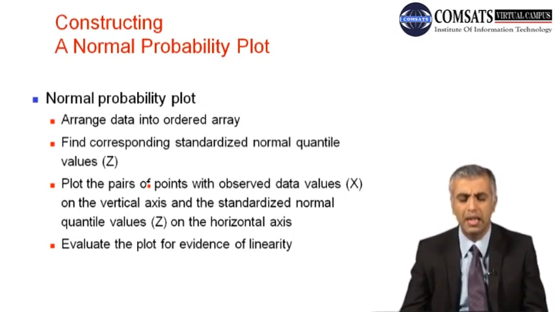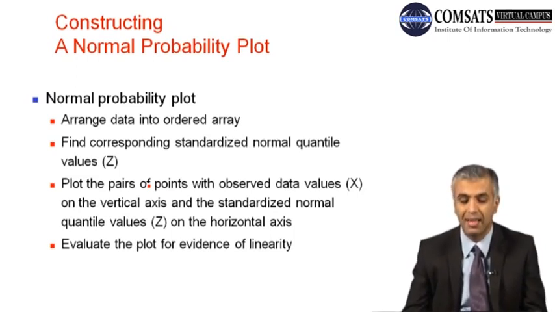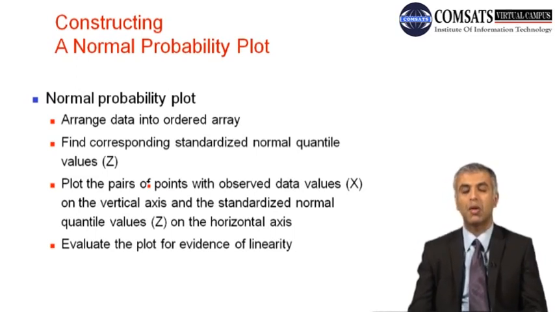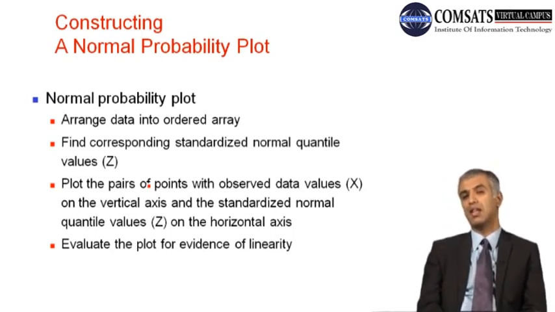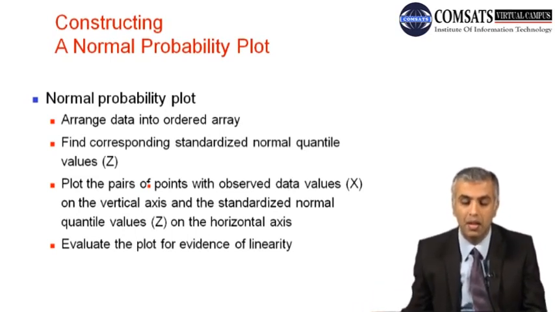So once we have found these standardized normal quantile values, we can plot these points. We take the observed original data values on the vertical axis, and the standardized normal quantile values z on the horizontal axis. Once we have plotted these points, we can evaluate the plot for evidence of linearity. So let's go to SPSS and look at how this normal probability plot can be obtained.